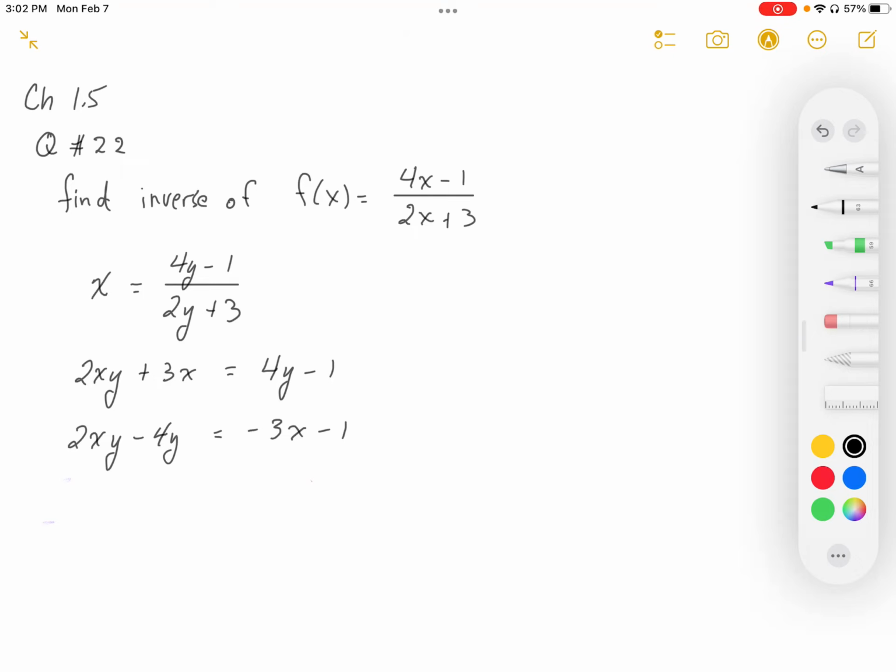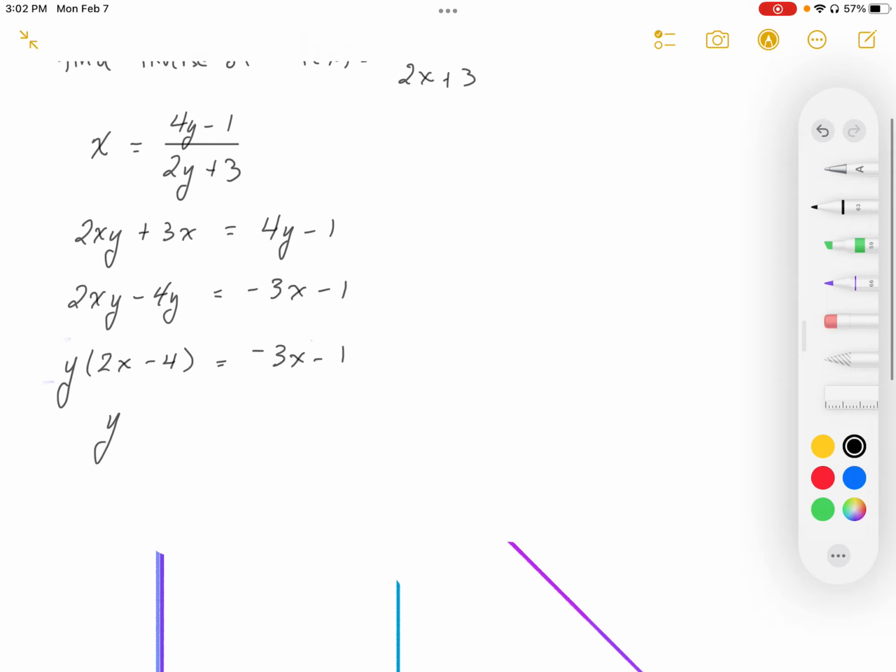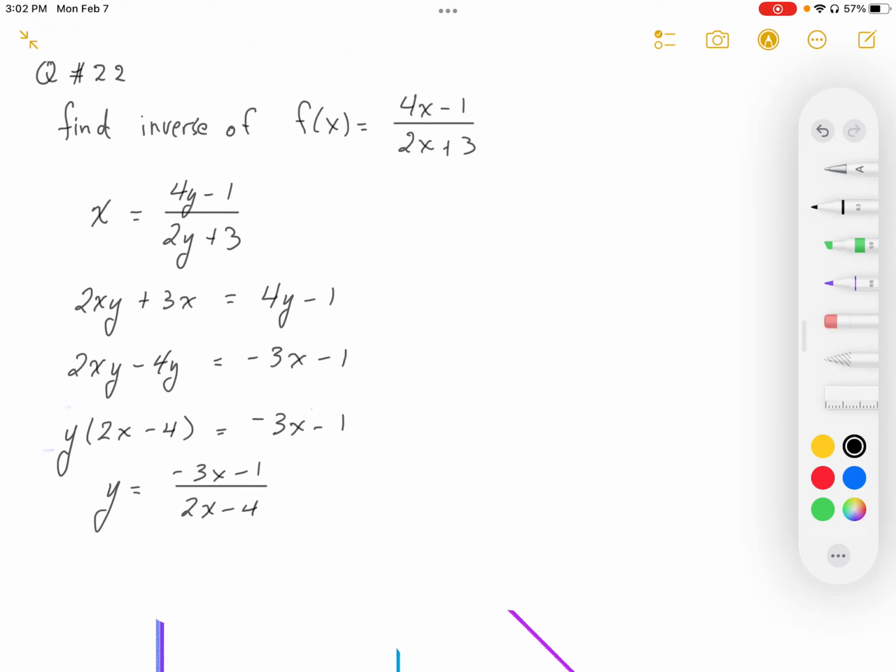Now at this point, I have two y's to solve for. To do this, we need to factor the y, so that's the key. We need to factor. So we end up with (2x minus 4) times y. Now we can isolate the y. We're going to end up with y equal to (negative 3x minus 1) all over the denominator of 2x minus 4. Okay, so the domain and range are just switched.